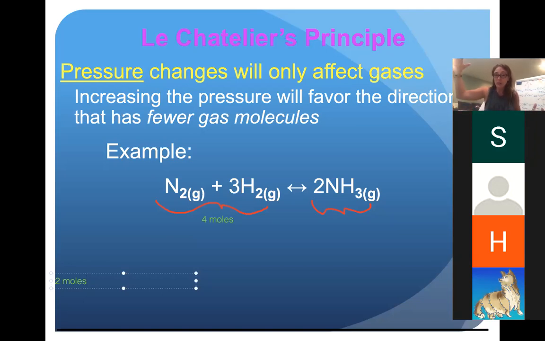So if you increase the pressure on those gases, and remember our PTV card, we can increase the pressure by lowering the volume, right? So if I decrease the volume, those gas particles get crowded and they don't like it. They shift to the side with fewer gas particles, okay? And then if you do the opposite, if you increase the volume or decrease pressure, they're gonna be like, yeah, we got plenty of space. Let's call up our friends, more the merrier.